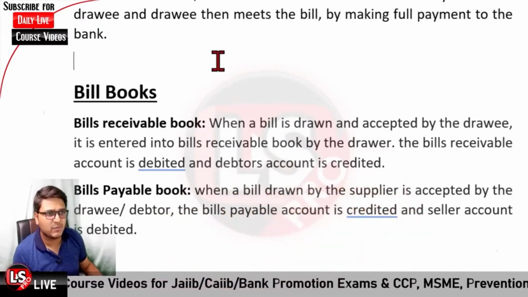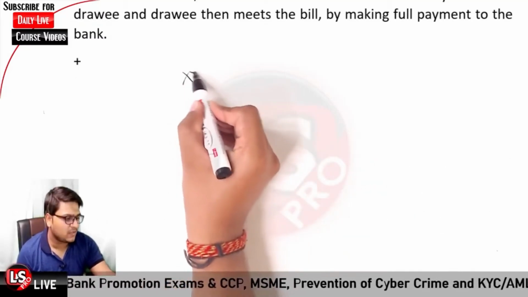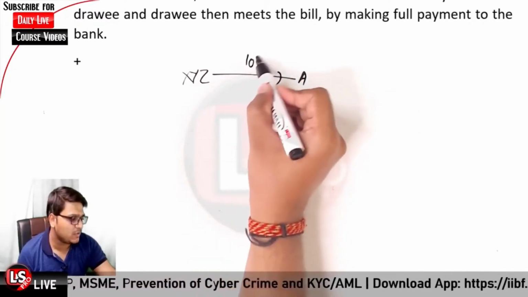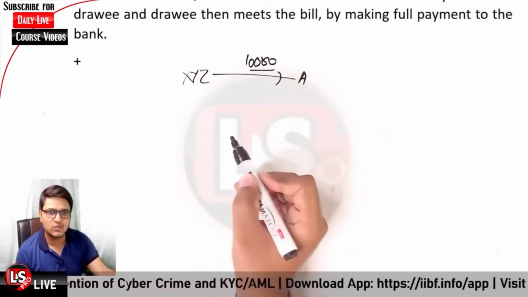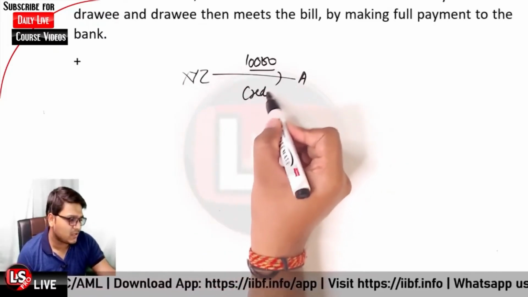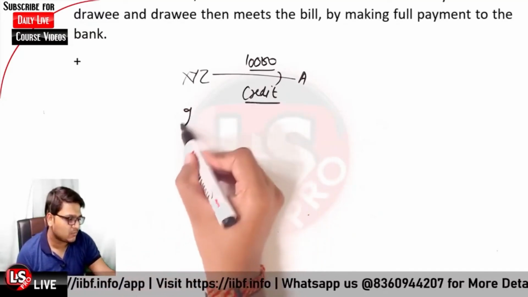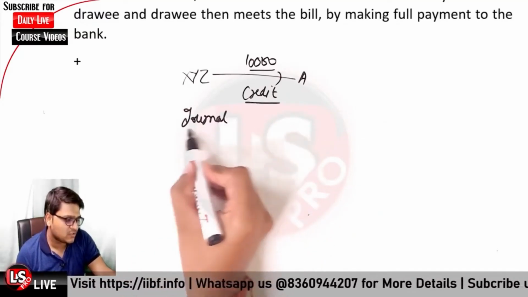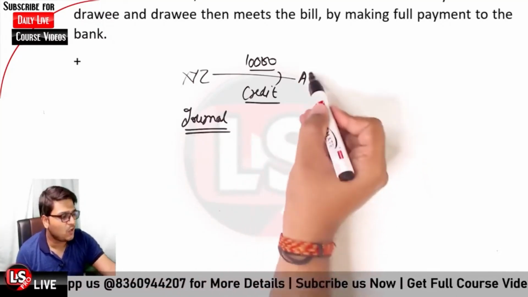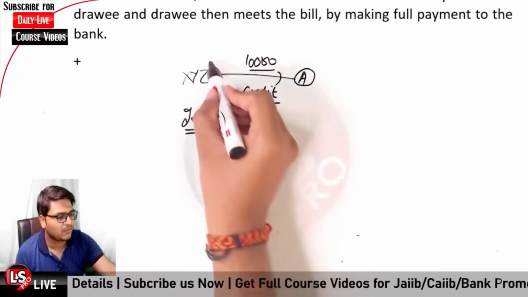What is the simple case? Let me tell you with an example. We will take the same case, that XYZ has sold goods to A amounting to rupees 10,000. Now in that particular case, if it's a credit sale, what would be the journal entry? Would A's account be debited or credited?